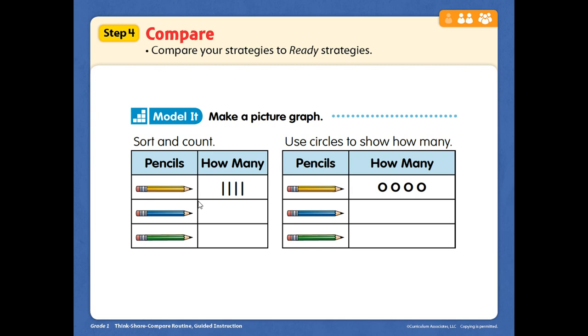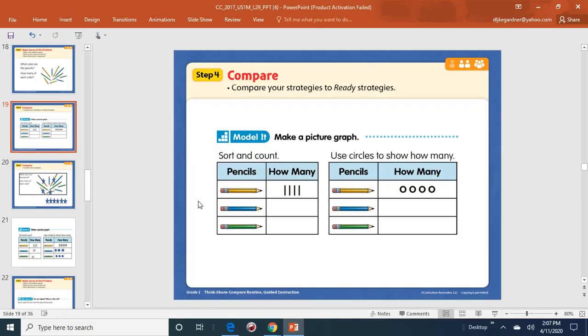If you said that both the tally chart and the picture graph show how many of each colored pencil there are, give yourself a thumbs up. How are they different? If you said that the tally chart uses tally marks and that the picture graph uses circles, give yourself a pat on the back. Great thinking, friends.